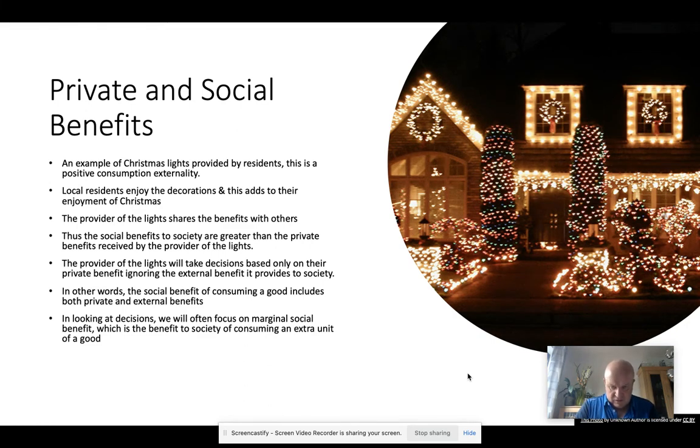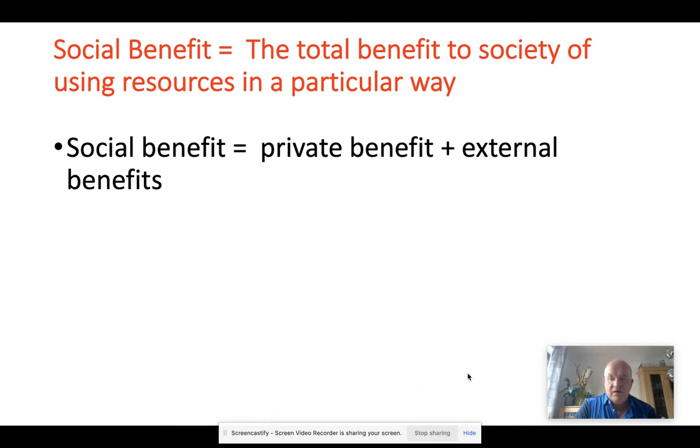Okay, so that's what we tend to do when we're trying to assess whether we've got marginal social benefits outweighing the private cost. So, if we're talking about social benefits, then it's the total benefit to society of using resources in a particular way. And again, remember we looked at that formula right at the start of the presentation. Social benefit is always your private benefit plus any external benefits that might occur from the production and consumption of those resources.